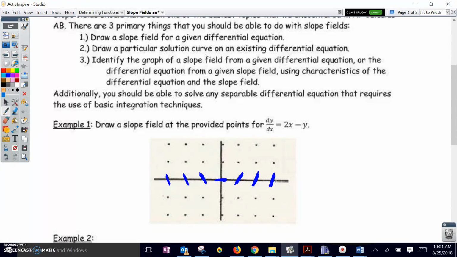When x is 0 and y is 1, that's going to be negative 1 as the slope. When x is 1 and y is 1, that's going to be positive 1, positive 3, positive 5. Okay, when x is 0 and y is 2, it's going to be negative 2. And it's going to be 0.